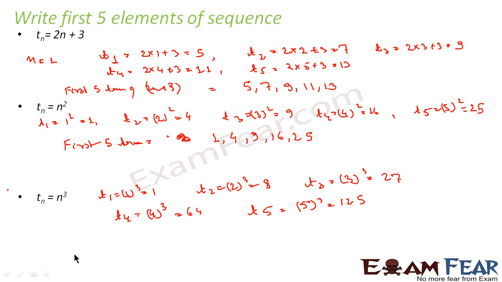So if you see the series, the 5 term series is nothing but 1, 8, 27, 64 and 125. This is our answer. So what we have done here is, in the nth term, we have put the value of n is equal to 1, 2, 3, 4 and 5 to get T1, T2, T3, T4, T5, and thus that is the answer.